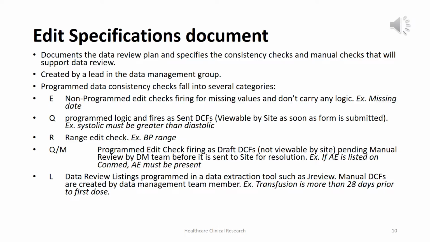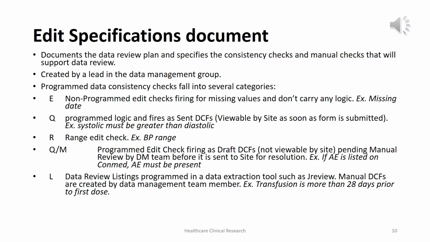We have also what's known as range checks, or R checks. That may be a range, say, for blood pressure. If we're doing a study and there's a blood pressure that's outside a certain range, we may want to have an edit check that very quickly identifies that and asks the site to clarify that that is indeed an accurate reading.